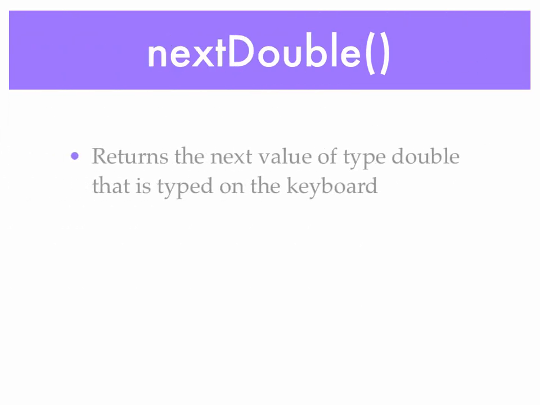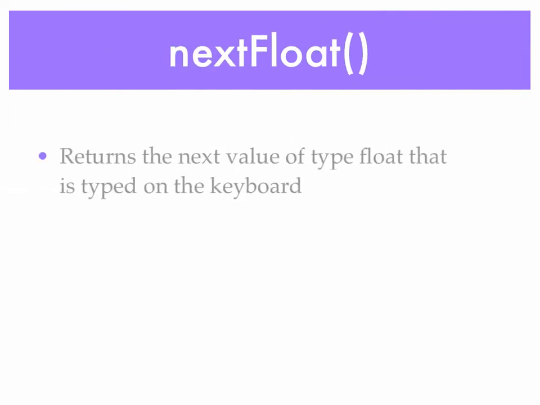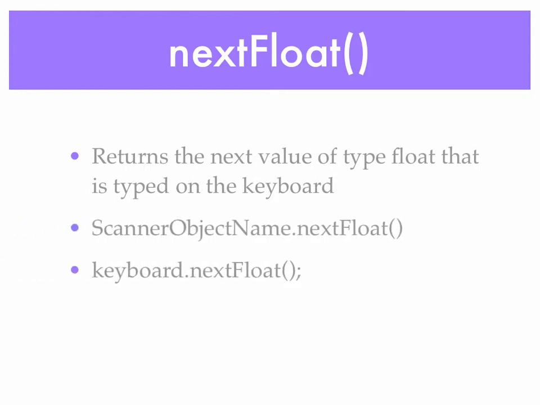Here we have nextDouble, which returns the next value of type double that's typed. We call it in the usual way and it returns back a value of type double. Next, nextFloat returns the next value of type float that's typed into the keyboard. We call it in the usual fashion, and it returns back a value of type float.